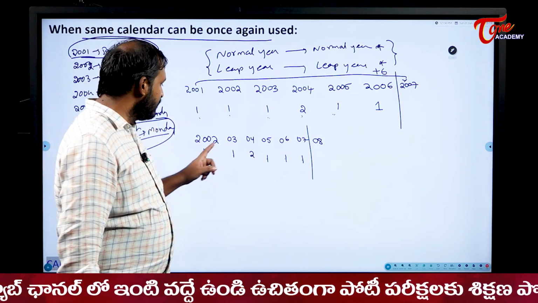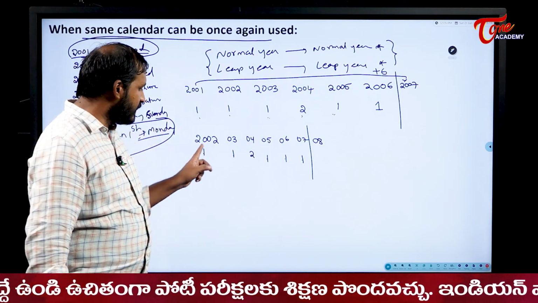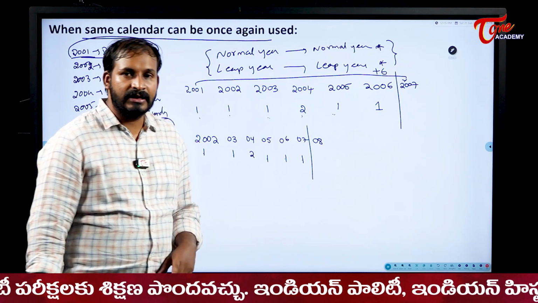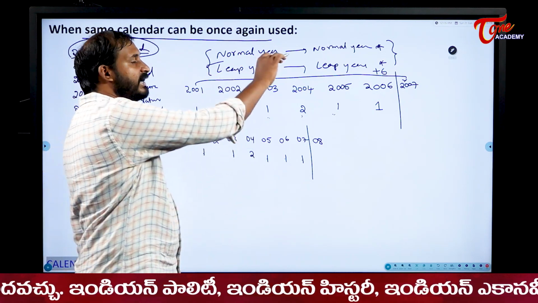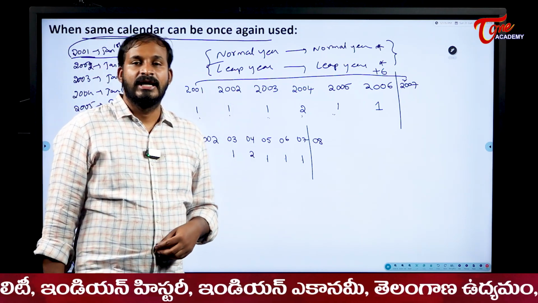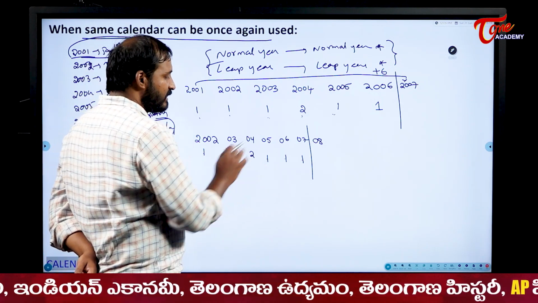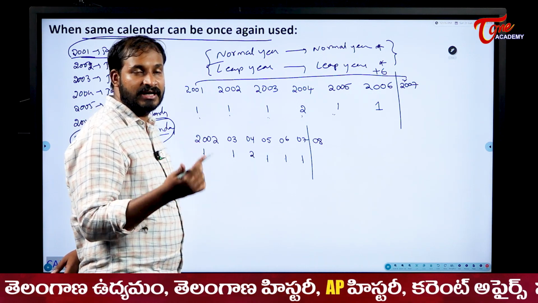What is the reason? This is a normal year and 2008 is a leap year. How can I use a calendar of a normal year for a leap year? Which is practically not possible. That is the reason I told you: a normal year calendar should always be used for a normal year, and a leap year calendar should always be used for a leap year. Yes, sir. Okay, good. Now please observe here. Up to year 7 the sum is gone, so we will wait for the next 7 sum.